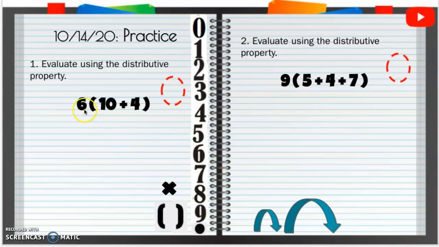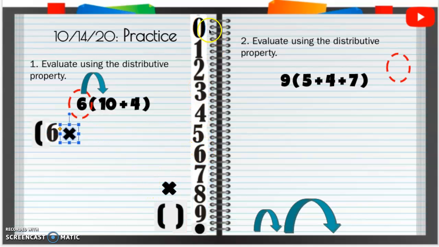In this case, our first step using the distributive property is to circle the number in front of the parentheses. The number in front of the parentheses is 6, so I'm going to circle that. Now we are going to take the 6 and distribute it, or multiply it, to each number in the parentheses. The first one is that 10. So that's 6 times 10. I'm going to write down, in parentheses, 6 times 10.